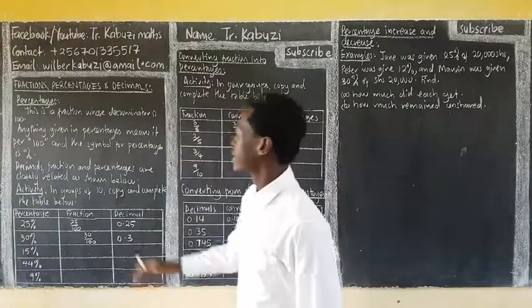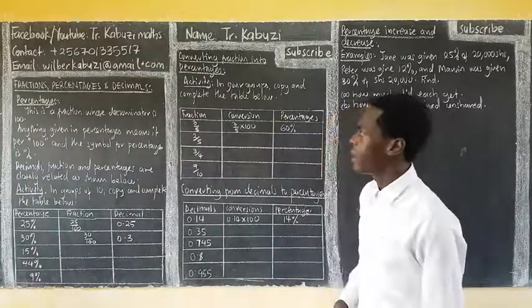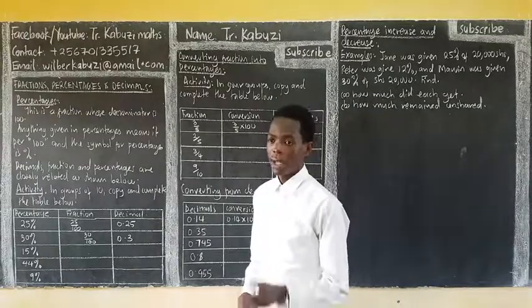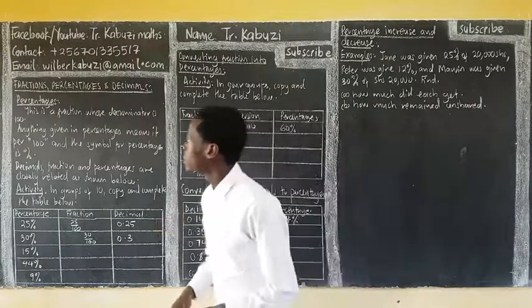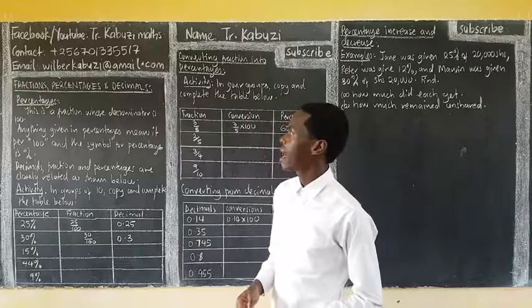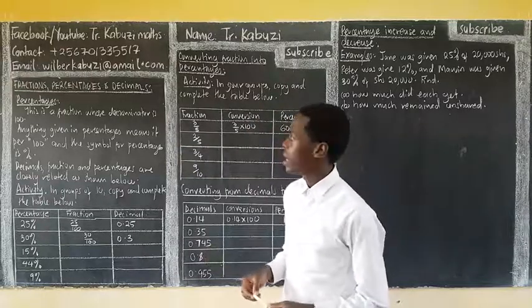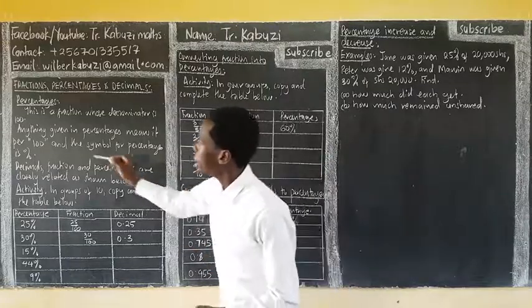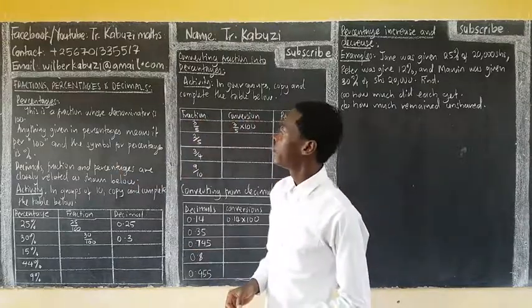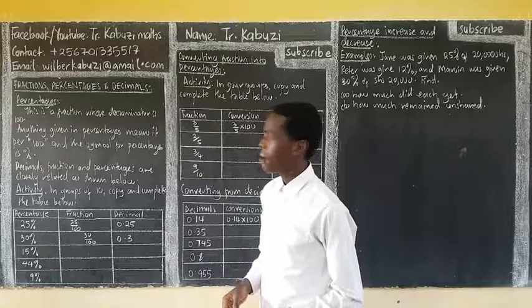Okay, now remember, let's see how we deal with percentages. So, look inside. This is a fraction whose denominator is 100. The moment you see you have the denominator as 100, that number is already in percentage. Anything given in percentages means per 100.